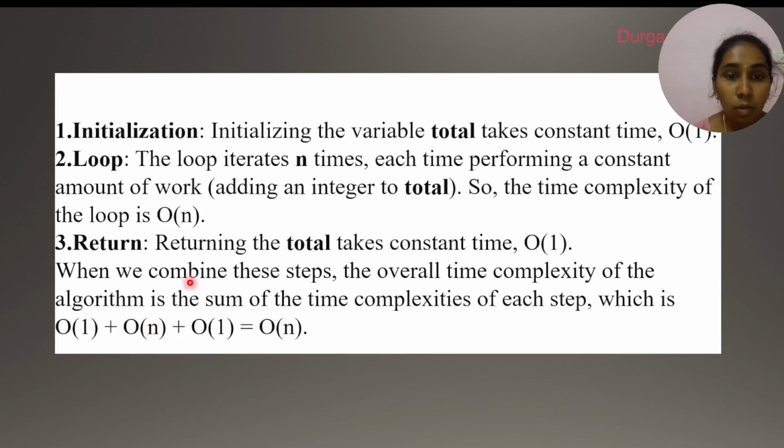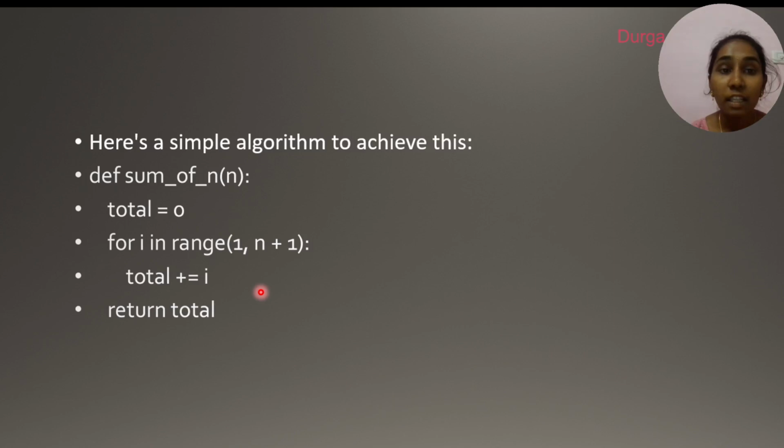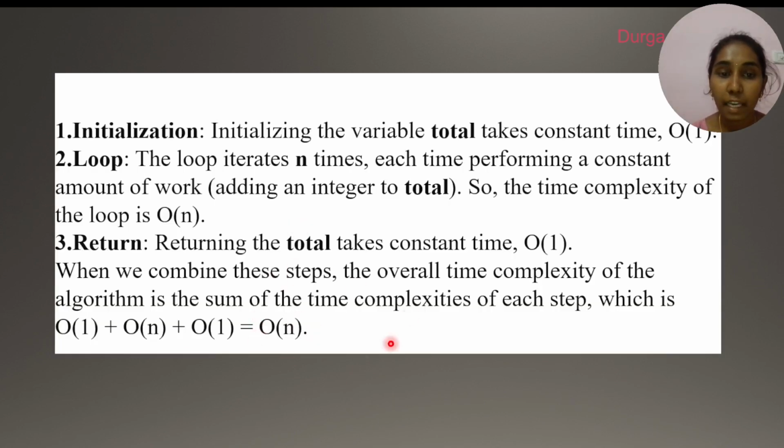Let's calculate the total. For initialization it is taking order of 1. For the loop it is taking order of n. For return it is taking order of 1. So order of 1 plus order of n plus order of 1 gives order of n. So the time complexity for this algorithm is order of n. Based on the input size, it will take time to execute that algorithm. In this way, we can find the time complexity.